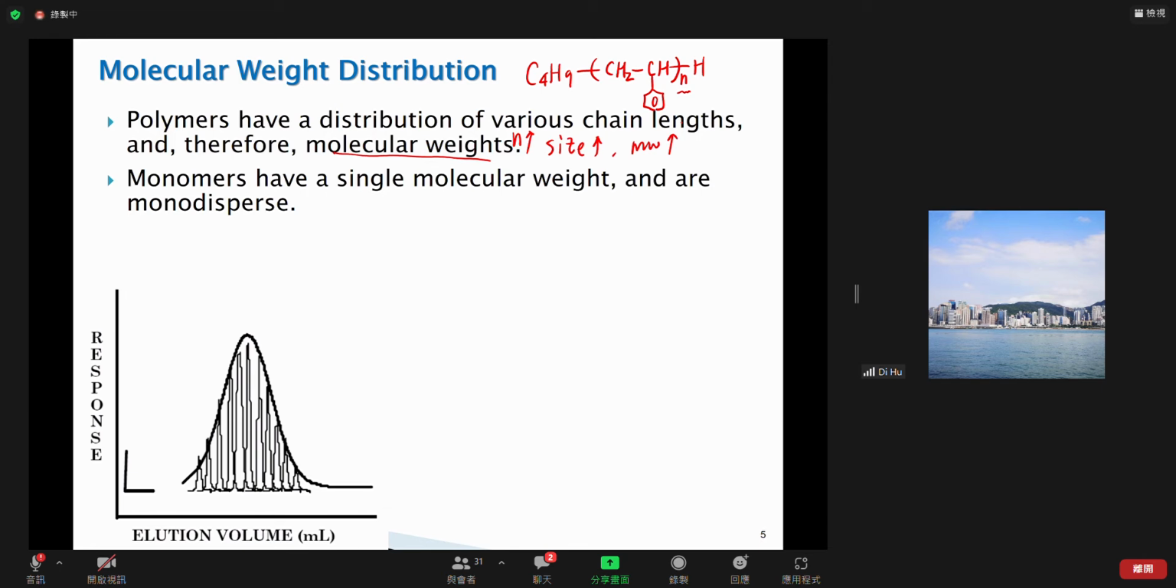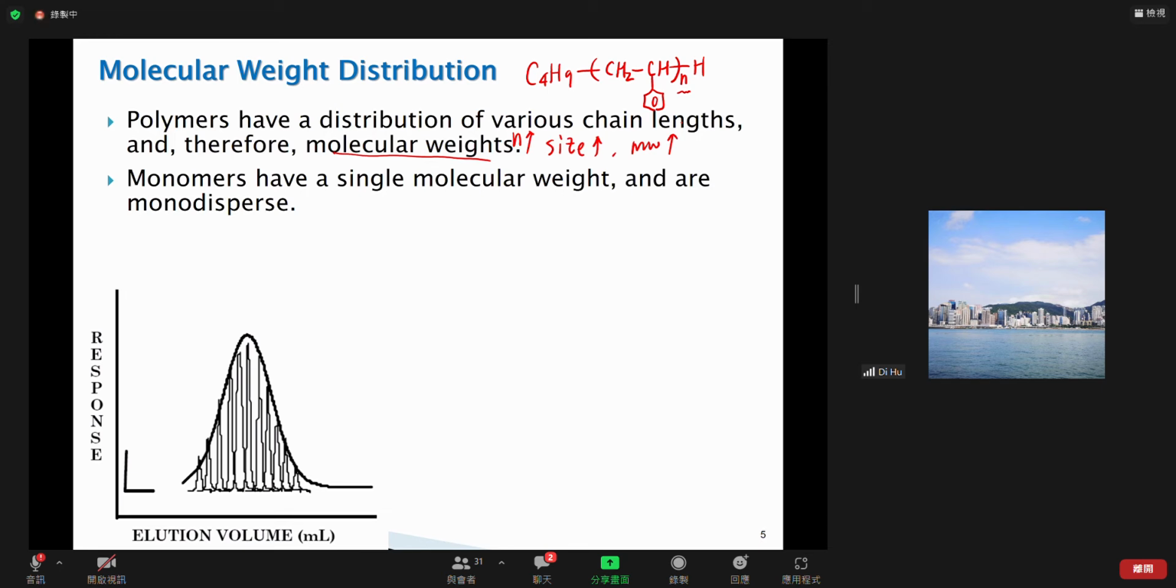So that's why it's quite necessary to determine the molecular weight of the polymer. When you manufacture the polymer, you want to have a large enough, high enough molecular weight to have sufficient physical properties. Okay, so that's the reason for that.